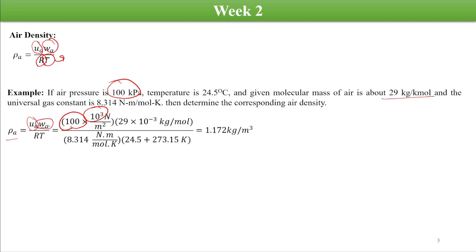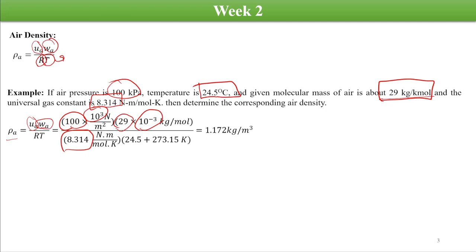Then the next term is the molar mass of the air. The molar mass, or molecular mass, of the air is given as 29 kilogram per kilomole. So we'll convert the kilomole to mole. That will be 29 into 10 to the power minus 3 kilogram per mole, right? We are taking care of the units so that they cancel out and we finally get the density of the air. Then the next term is the universal gas constant, that is 8.314 Newton meter per mole Kelvin. And then the next step is to change the temperature into Kelvin.